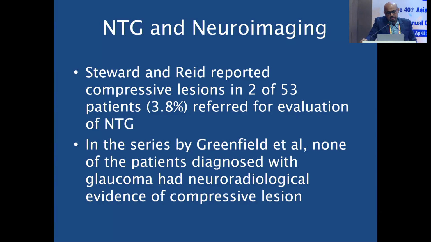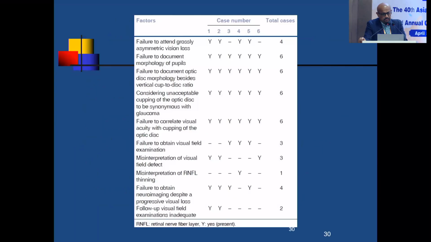And one study found that 3.8% of the patients who were referred for evaluation of normal tension glaucoma actually had a compressive lesion, and normal tension glaucoma was a red herring. Versus there was another study where they said, well, not really. Everybody who was diagnosed as having NTG were having NTG. Obviously, the debate probably will veer more towards logistics and financial reasons rather than a scientific reason.